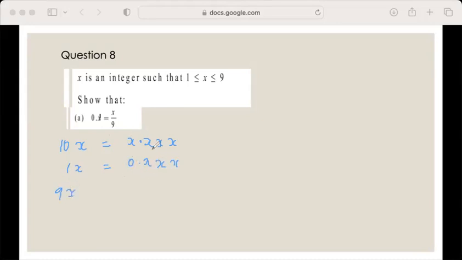So what is equal to 9x? All of these get cancelled out to each other. What remains is just an x. So 9x is equal to x. So the answer is x over 9. That's it.